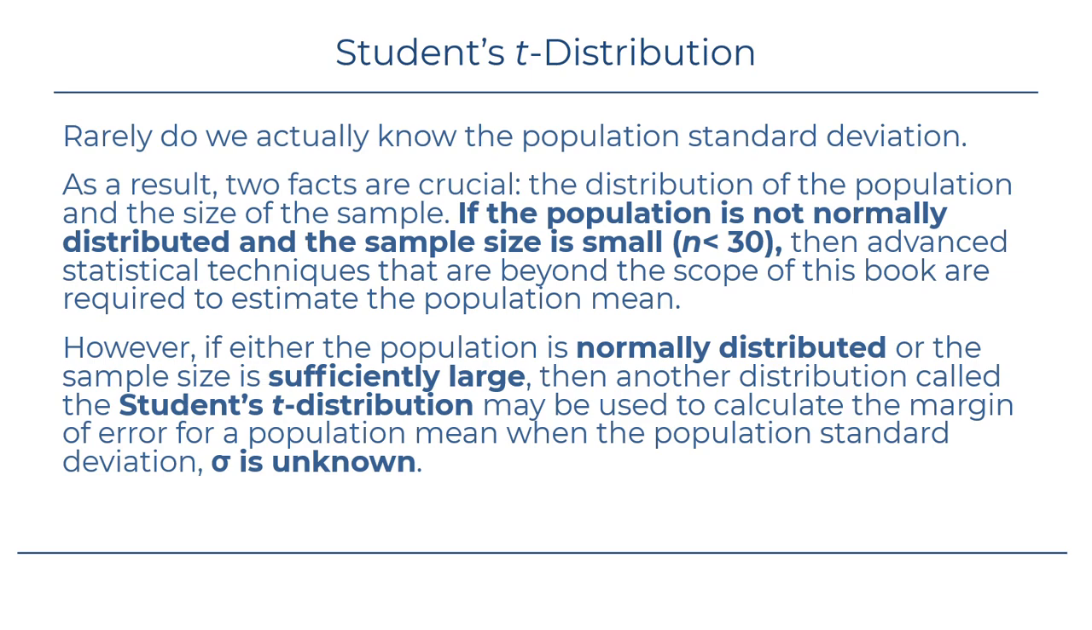However, if either the population is normally distributed or the sample size is sufficiently large, then we can use another distribution called the student's t-distribution. And we can use that to calculate the margin of error for a population mean when the population standard deviation sigma is unknown.